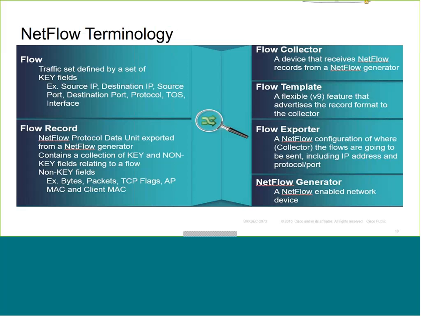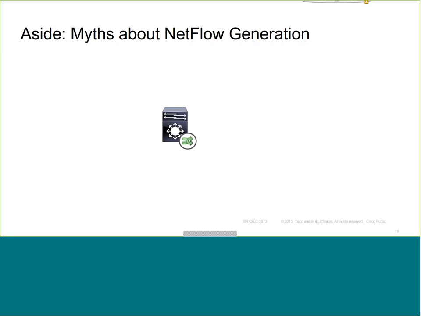There's a slide here with bits of NetFlow terminology. I won't go through it too much. The key bits are the flow. So a flow is defined by a set of key fields. In the StealthWatch case, we define a flow as the source and destination, IP and port and protocol, as well as the interface. So we generate a record for each flow, and we'll go through that in a bit more detail.